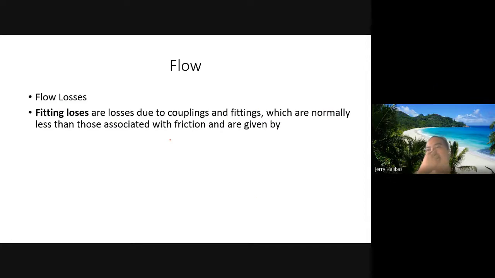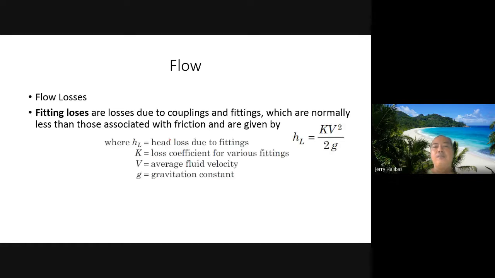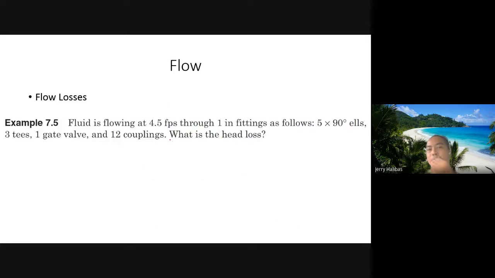Fitting losses, no? Fitting losses occur because sometimes pipes are joined, so the flow passes through fittings and adapters that are needed. So that is also an empirical formula. Okay, what is the fluid flowing at 4.5 feet per second through 1-inch fittings, as follows: 5 90-degree elbows, 3 tees, one gate valve, and 12 couplings.